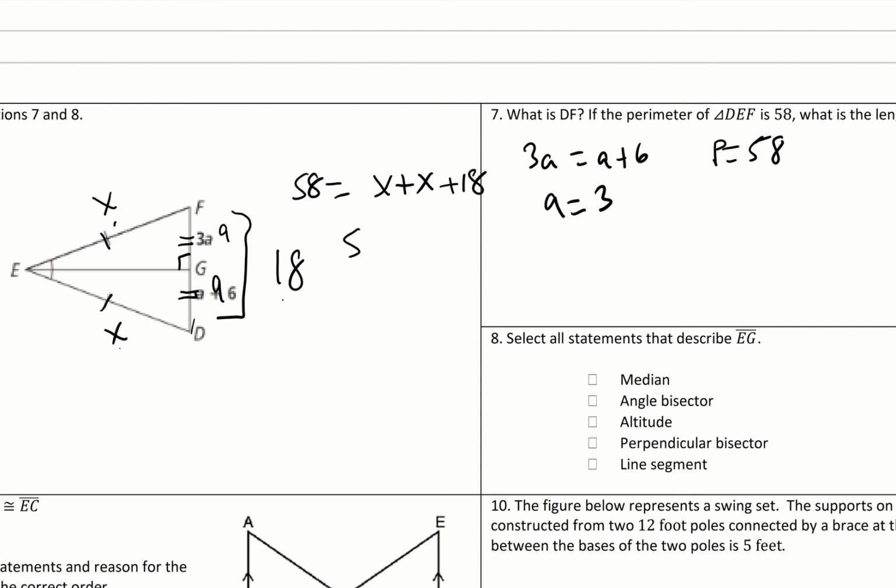So let's go ahead and do that. That means 58 has to be 2x plus 18, which means x has to be 20. 20 times 2 is 40. 40 plus 18 is 58. So these have to be 20.